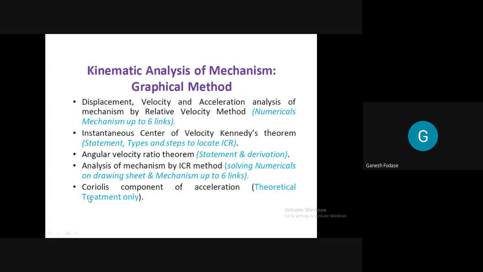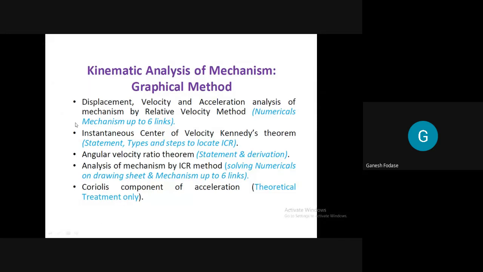And again, the fourth topic is the Coriolis component of acceleration. So there are 4 methods basically. One is the relative velocity method. Second is the ICR method. Third is Klein's construction, which is not in the syllabus. And fourth is the Coriolis component of acceleration, which is asked only for theoretical treatment. So only theory we need to discuss in this unit.